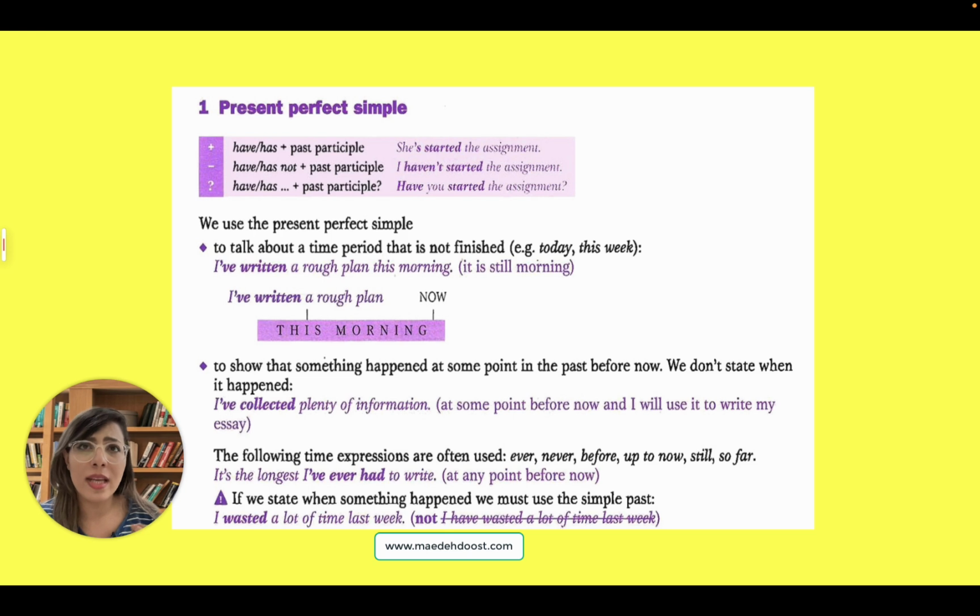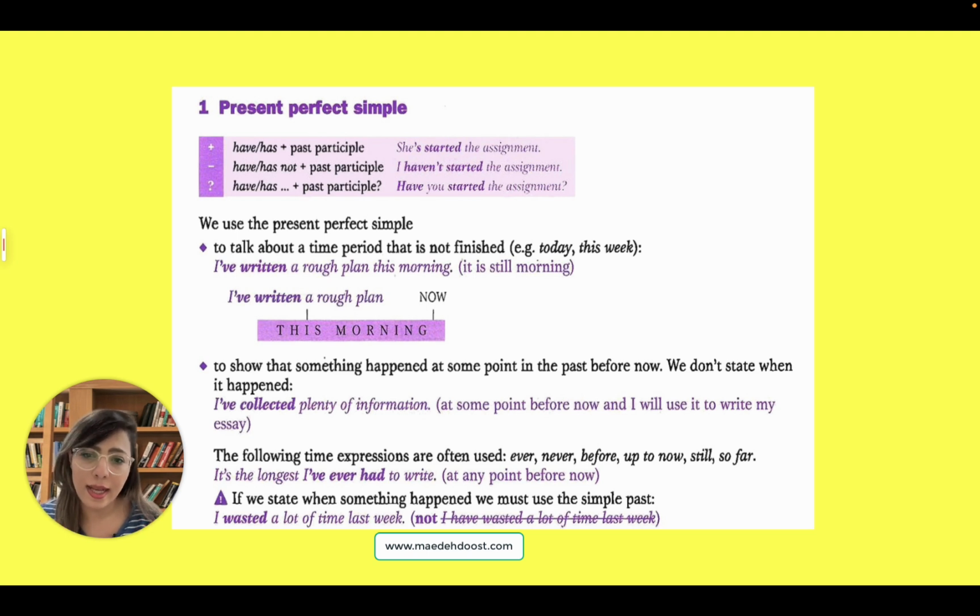Because we cannot use the exact time, we need some words like ever, never, before, up to now, still, and so far in order to know the approximate time. Yes, because we cannot know the exact time, so we can guess the time approximately.